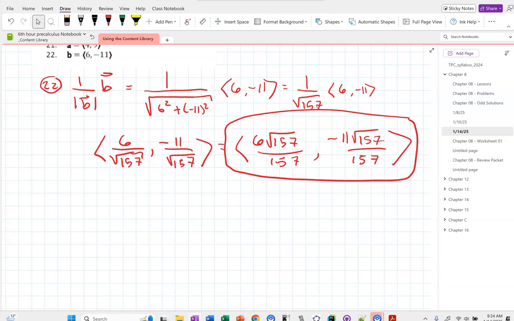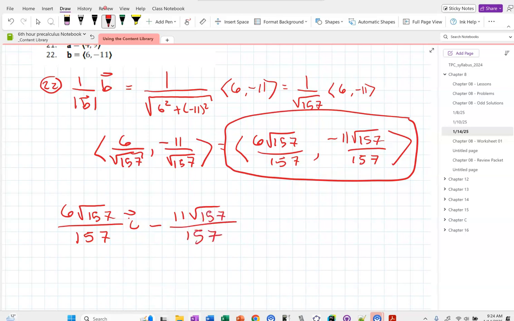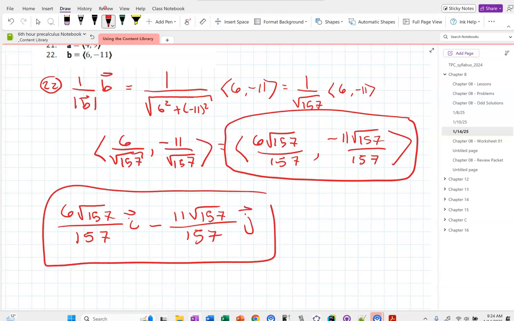Now, linear combination form, what does that mean? That means it has the i's and j's in it, the unit vectors. So this is really easy. Just the x component is going to be my scalar times the unit vector i, and I'm going to have the y component times the unit vector j. So i just gets tacked onto the x component, and j just gets tacked onto the y component. And that's my linear combination form of the same vector.